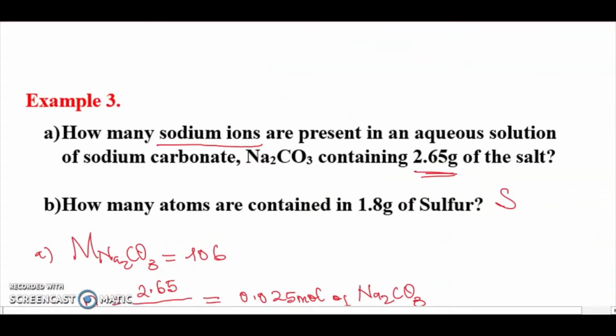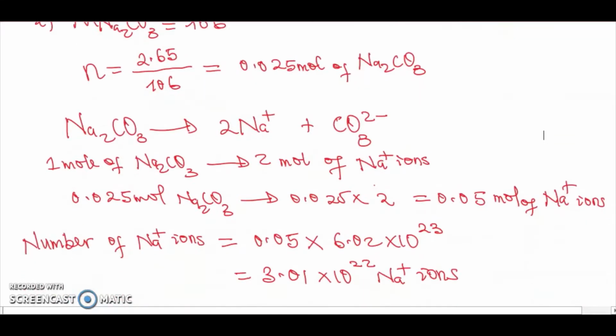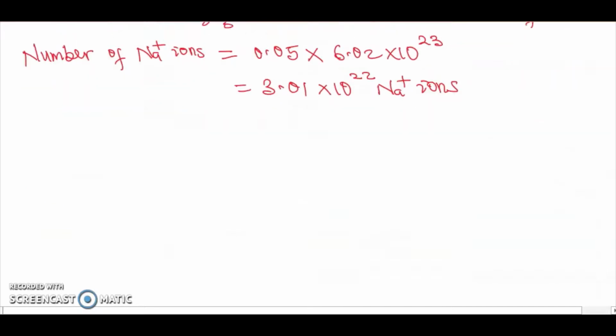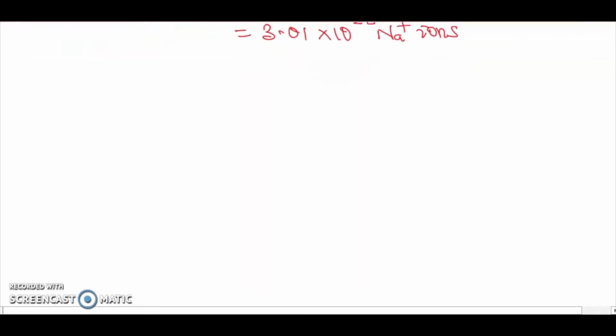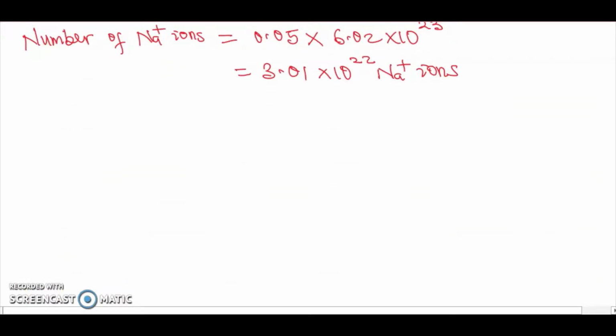Okay, if you look at sulfur on the periodic table, it has a mass of 32. So let's see. Remember, the mass of sulfur given in the question is 1.8. That's the mass of sulfur given in the question, 1.8 grams. So let's see what we can do.